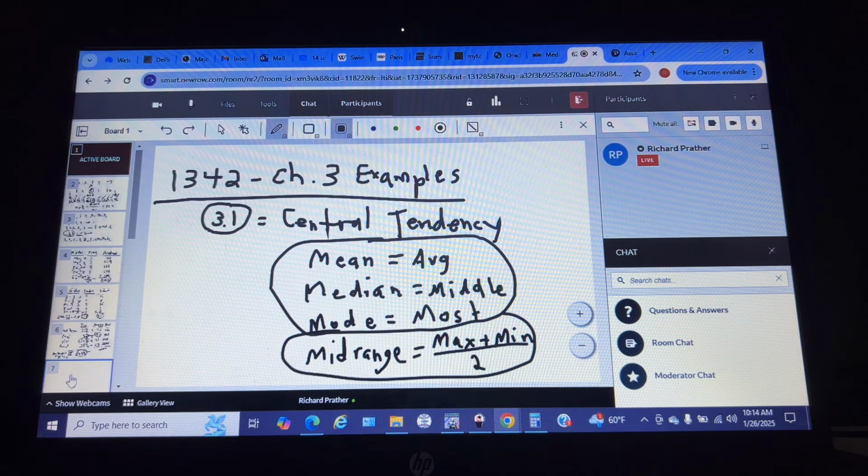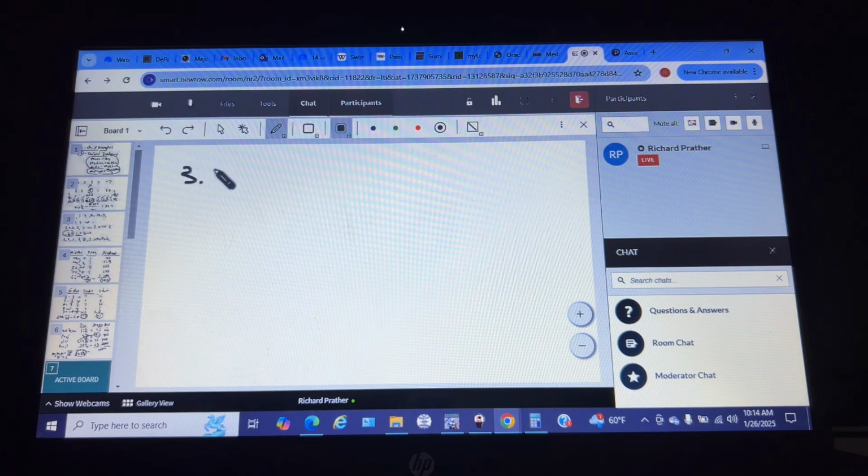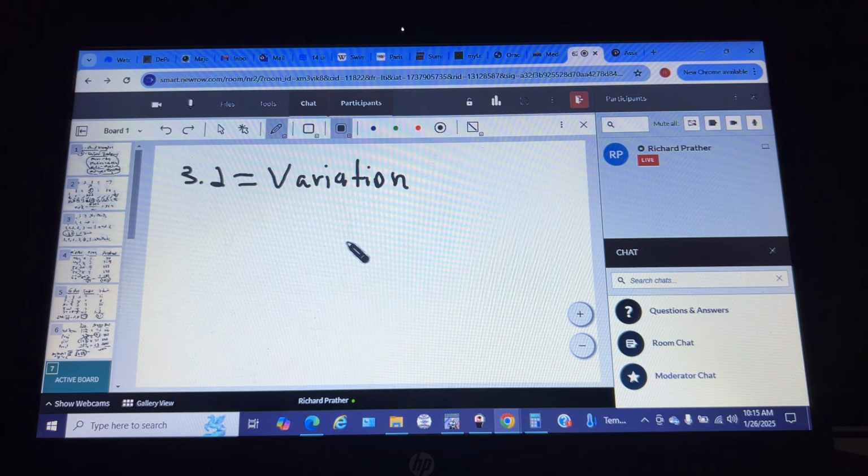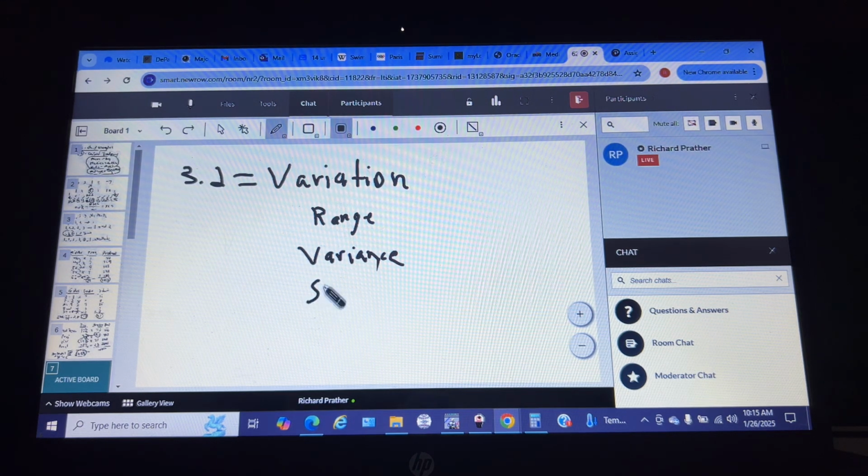A very similar thing happens in section 3.2. This is how does data spread out, or what they call variation. How does it vary? Variation, spread, dispersion is another word. There's three main calculations here: range, variance, and standard deviation. Very similar to how you get mean, median, and mode.